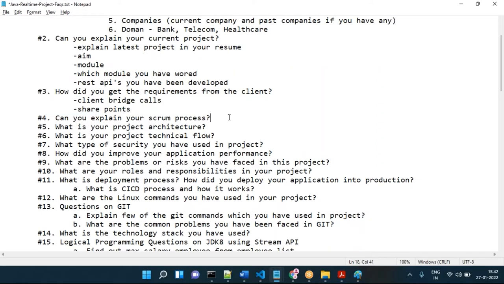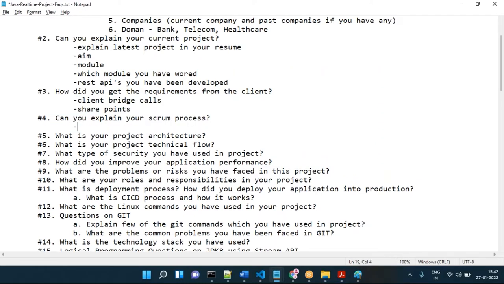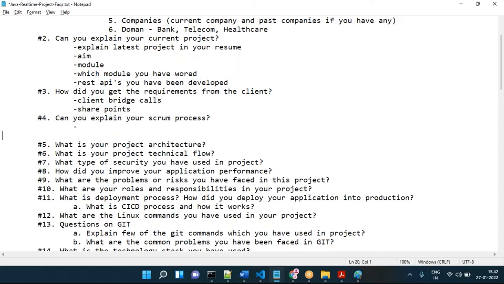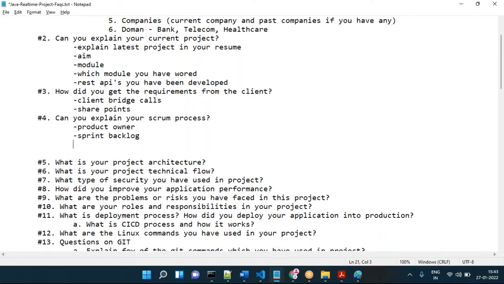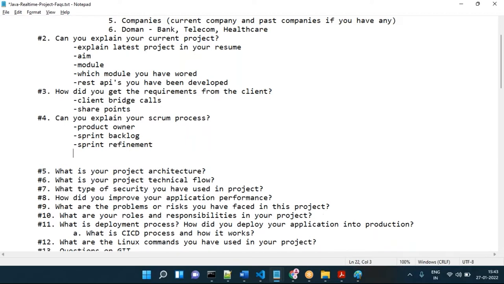Can you explain your Scrum process? Interviewers ask whether you have used the Agile approach or not. If you are using the Agile approach, then they will ask who is your product owner. They will ask what is the sprint backlog, what is sprint refinement, what is the sprint duration. They would be asking all these questions.